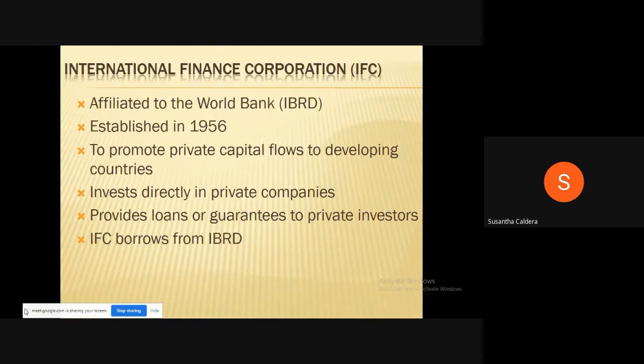The other organization is the International Finance Corporation, IFC. IFC is affiliated to the World Bank, IBRD. It was established in 1956. This is the financing arm for the private sector. Now, IFC is financing, they promote private capital flows to developing countries, right?